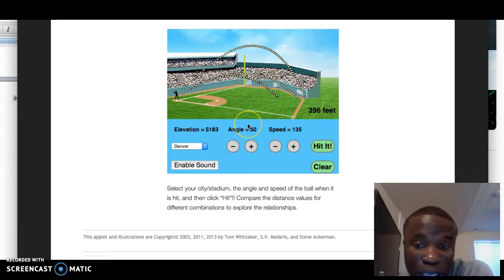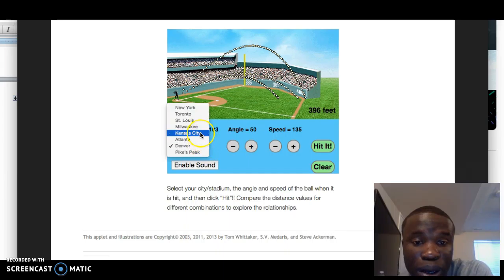The angle might change a little bit here and there, but the elevation is what really matters, because elevation tells you how long the ball is going to stay in the air. Is it going to come down quicker or slower based on elevation?